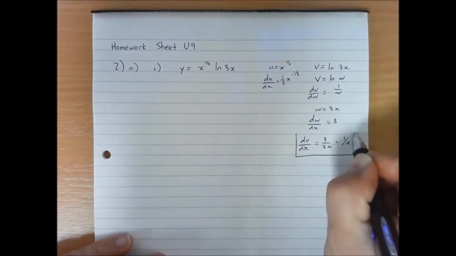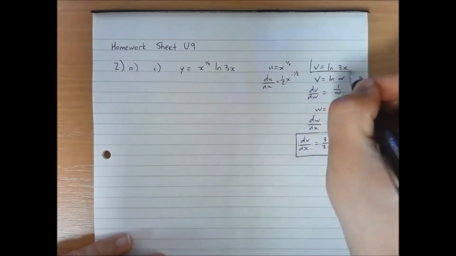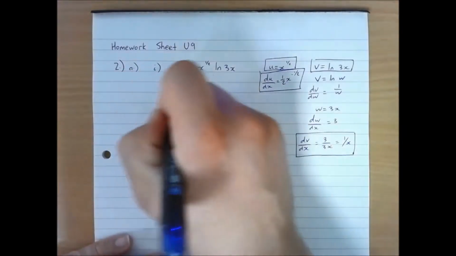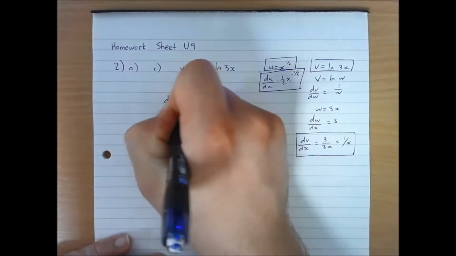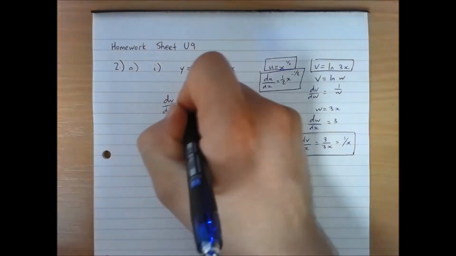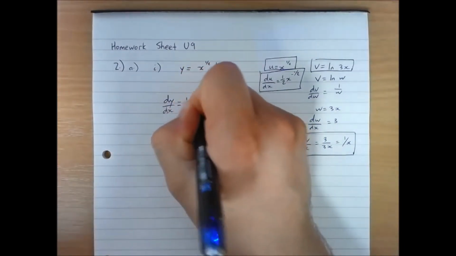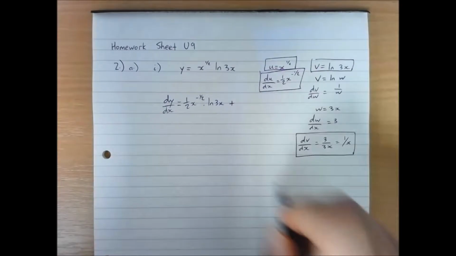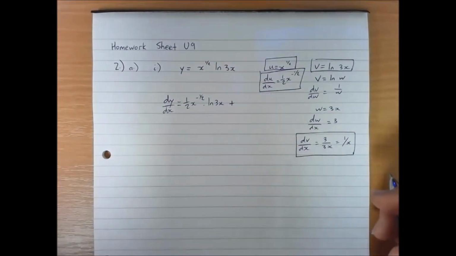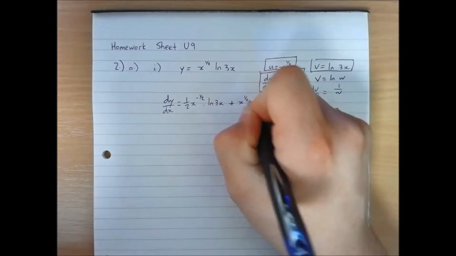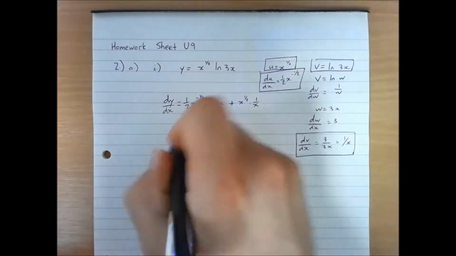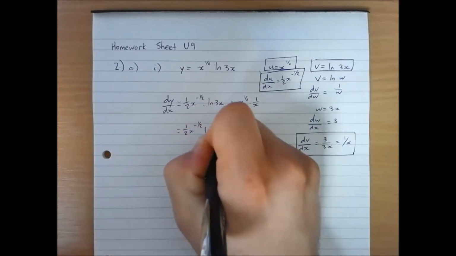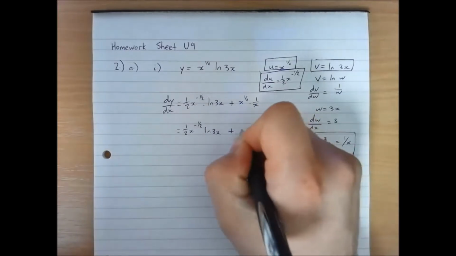I'm just going to box up my u, v, du dx and dv dx terms, because these are the ones I want to use for the product rule. To find dy dx, I need v du dx, so that is half x to the minus half times log 3x. And I add that to u dv dx, which is x to the half times 1 over x. And I can simplify this to get half x to the minus half log 3x plus x to the minus half.